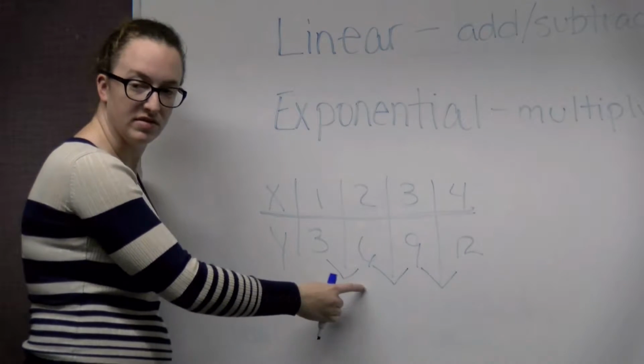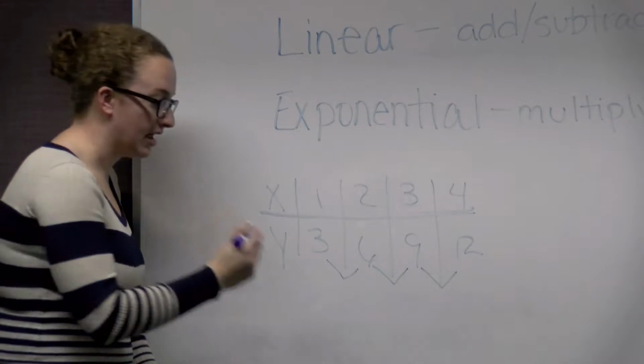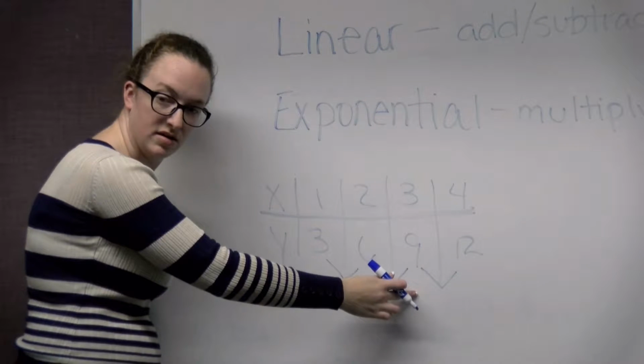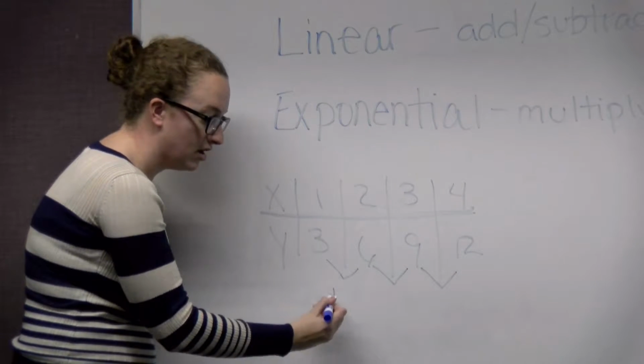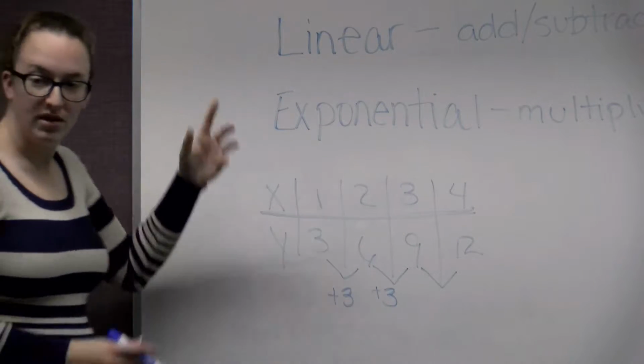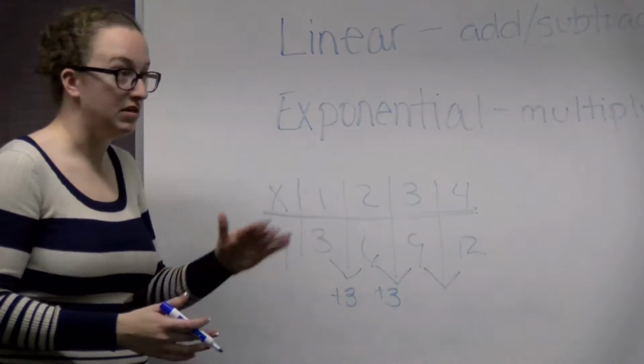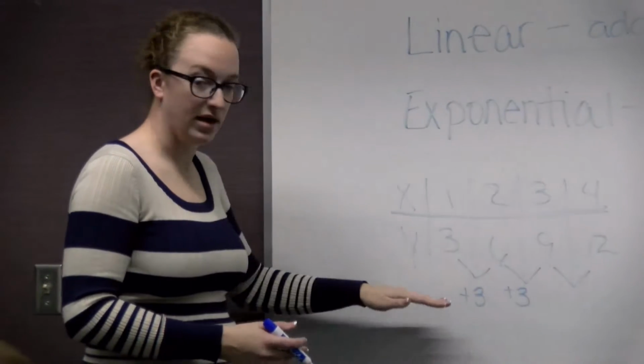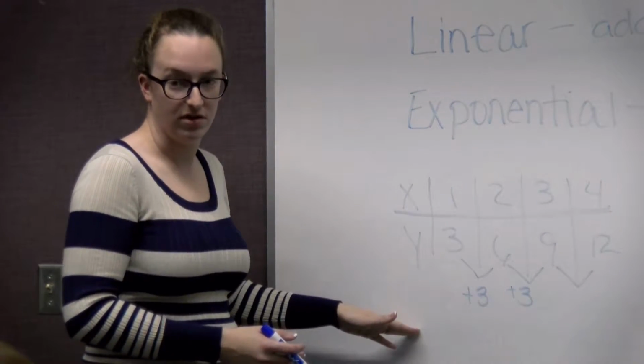How else can we get from 3 to 6? Add 3. How do we get from 6 to 9? Add 3, and then add 3 again. Since we're adding something every time, we're going to say this one is linear. When they say justify your answer, it means tell me which one it is, but then tell me why. It's linear because they're adding 3 every time.